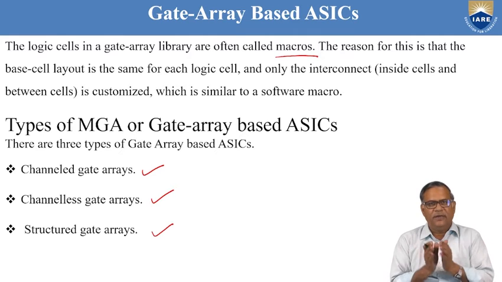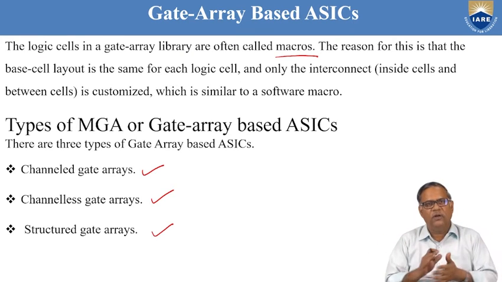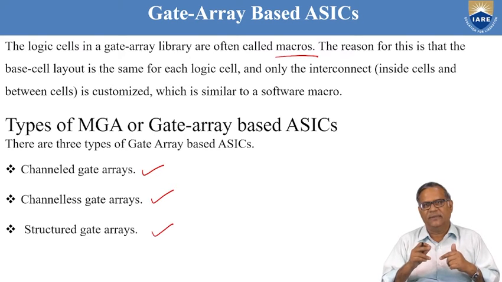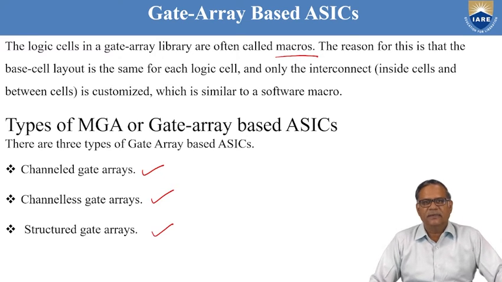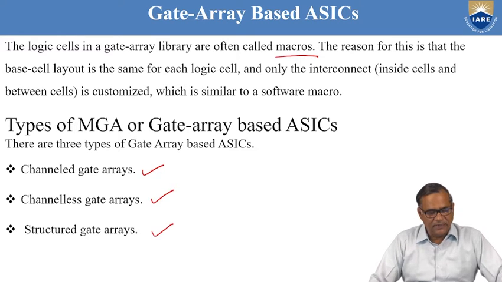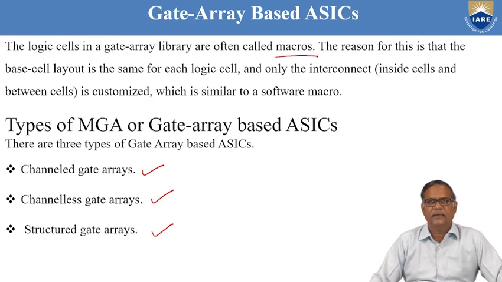If you take a channeled gate array, there is only one type of logic cell for the whole chip. Only the interconnect is customized. There is no diversity. They are all of the same type, only the interconnection is customized. Now let us discuss one by one the channeled gate array, the channelless gate array, and the structured gate array.